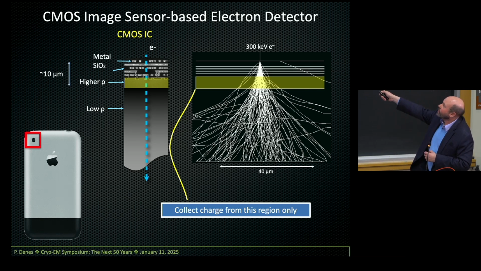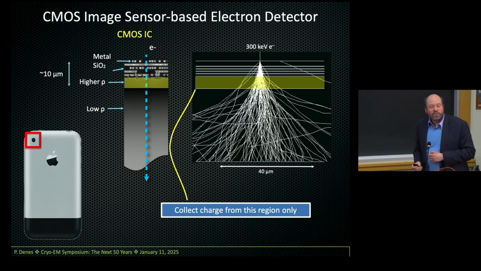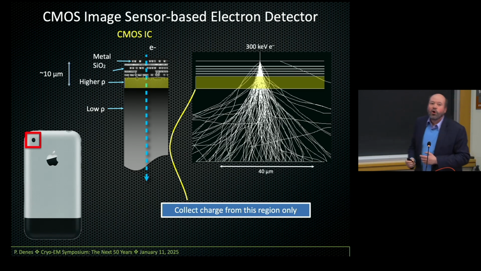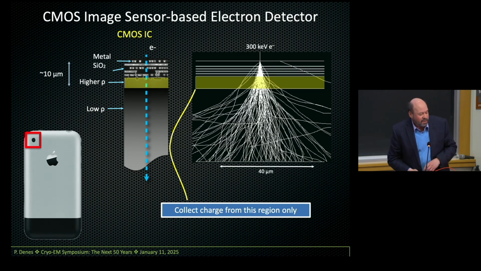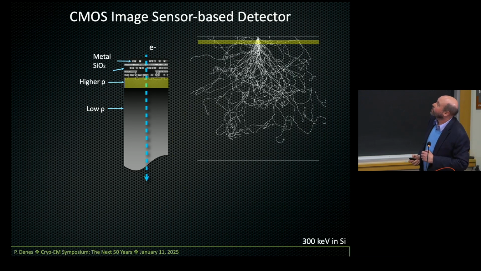It's got some wiring. It's got this region of moderately doped silicon. It has this region of very heavily doped silicon. And what happens is that the electron is depositing energy everywhere, but the energy that's deposited in this very heavily doped region, the charges that are created immediately recombine because of the high doping concentration in the silicon. So you don't see them. So you only collect charge from this thin region. So even though everything looks like a mess, you're only seeing this small part. And that's one of the things that makes the CMOS image sensor attractive for electron detection.